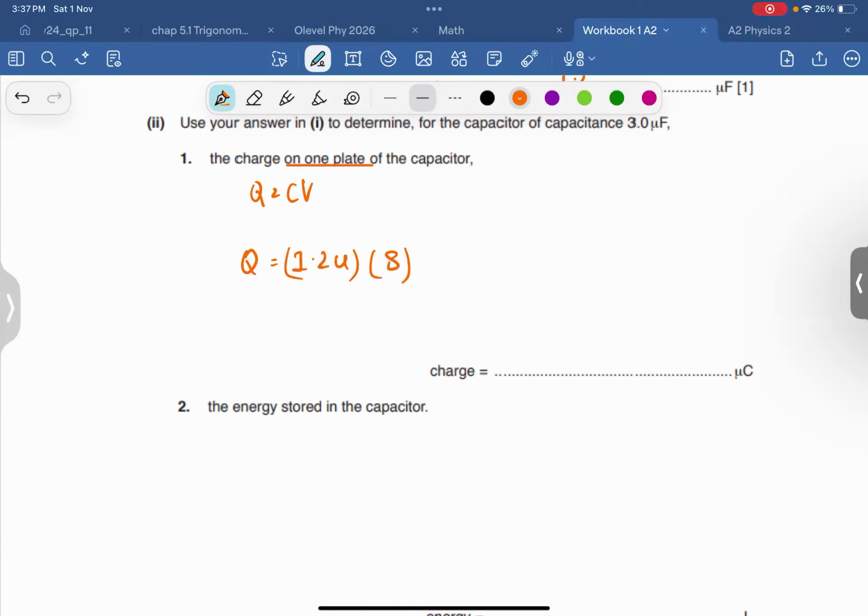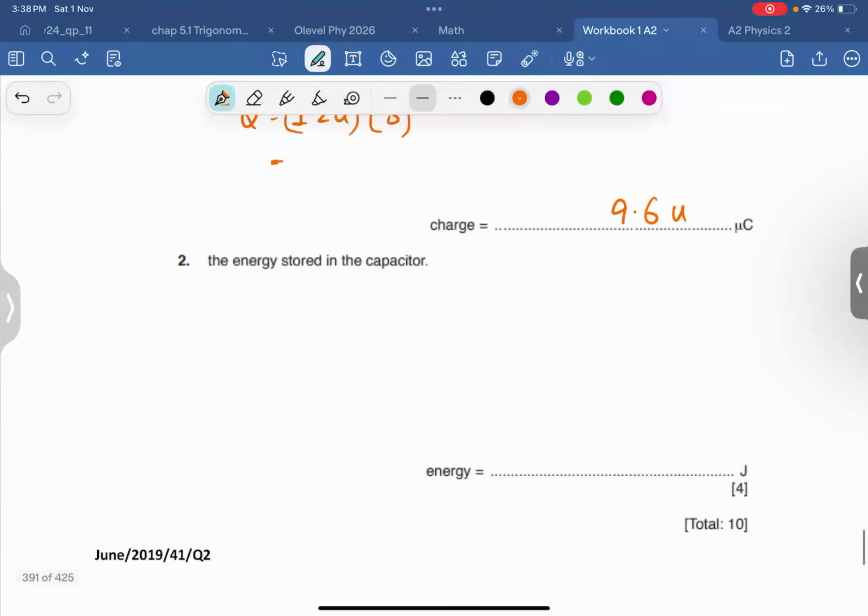This is what we have to do. So 8 ones are 8, 8 twos are 16. One carry, so 9.6 microfarad. Okay. Then the charge is stored.